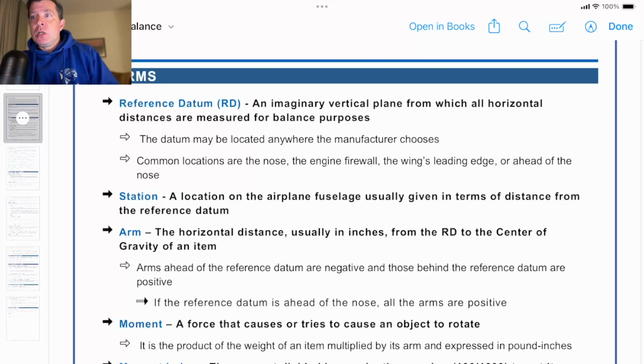A station is a location on the airplane fuselage, usually given in terms of distance from the reference datum. The arm, as I've already mentioned, is the horizontal distance, usually in inches, from the reference datum to the center of gravity of an item. Arms ahead of the reference datum are negative, and those behind it are positive. If the reference datum is ahead of the nose, all the arms are positive. So it's very handy when the reference datum is ahead of the nose, because it keeps the math very simple.